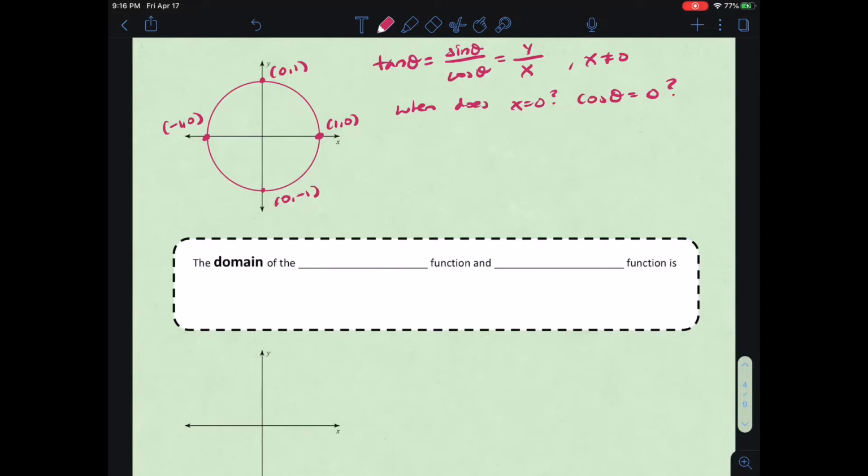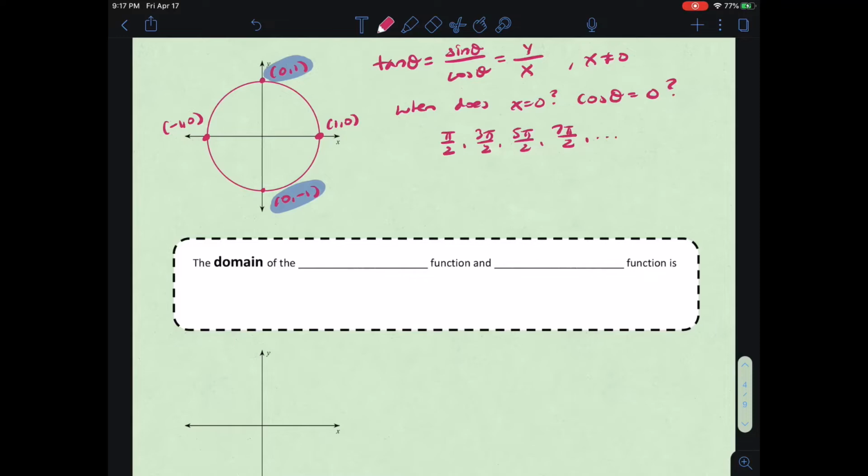And so what I want to do is figure out what angles correspond to these 2 points. The reason why I chose those 2 points on the unit circle is because those are the only 2 points on the unit circle for which the x coordinate is 0. And we know cosine of theta corresponds to the x coordinate. Those angles would be pi over 2 radians, or 90 degrees, 3 pi over 2 radians, 5 pi over 2 radians, 7 pi over 2 radians, and so on.